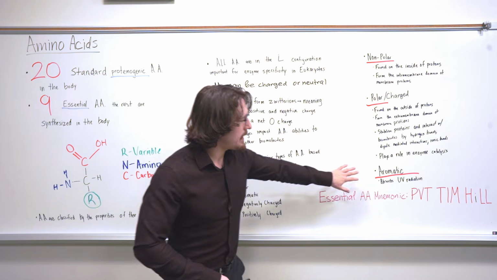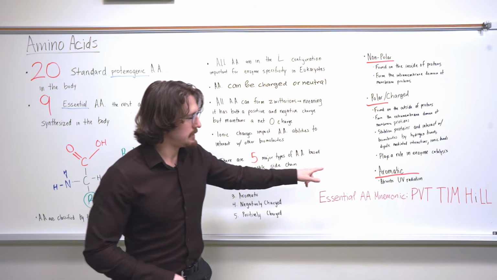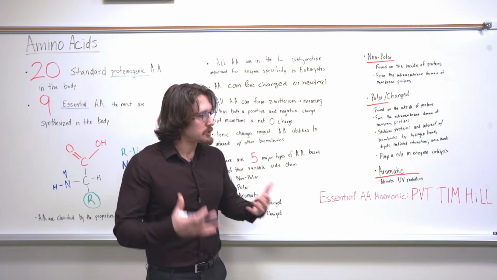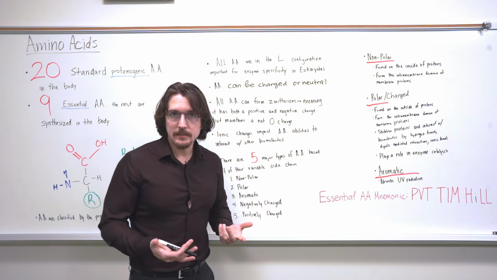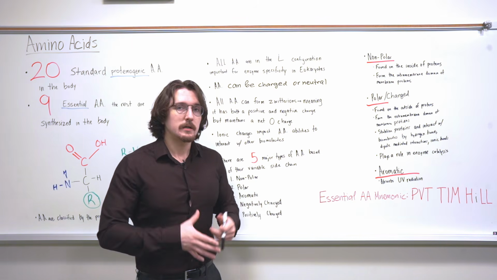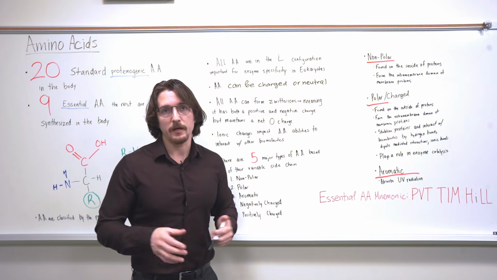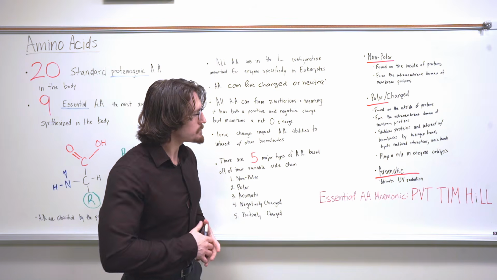And then lastly, aromatic amino acids. An important thing to know about these for the MCAT is that they absorb UV light, okay? And this can actually be used in various protein analysis techniques and molecular analysis techniques to detect proteins and also just to determine how many amino acids, relatively speaking, are in a solution, okay?